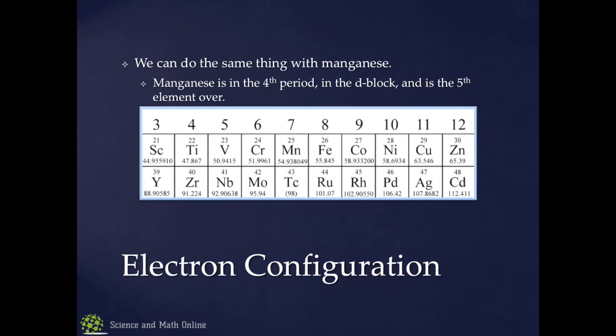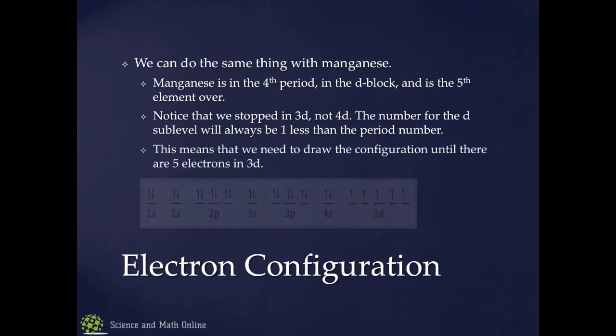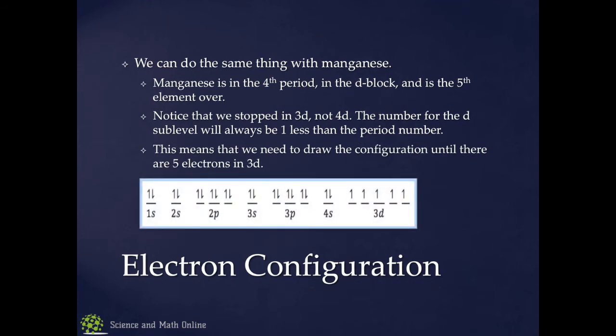Well, but if we look at the configuration, it's 3D, not 4D. That's because the number of the D sublevel will always be 1 less than the period number. Okay? So even though I'm in the 4th row, that's 3D. If I was in the 6th row, the D block there would be 5D. It would be 1 less. Okay? So this means that we're in 3D, 5th one over. So 3D with 5 electrons is where we're going to stop.